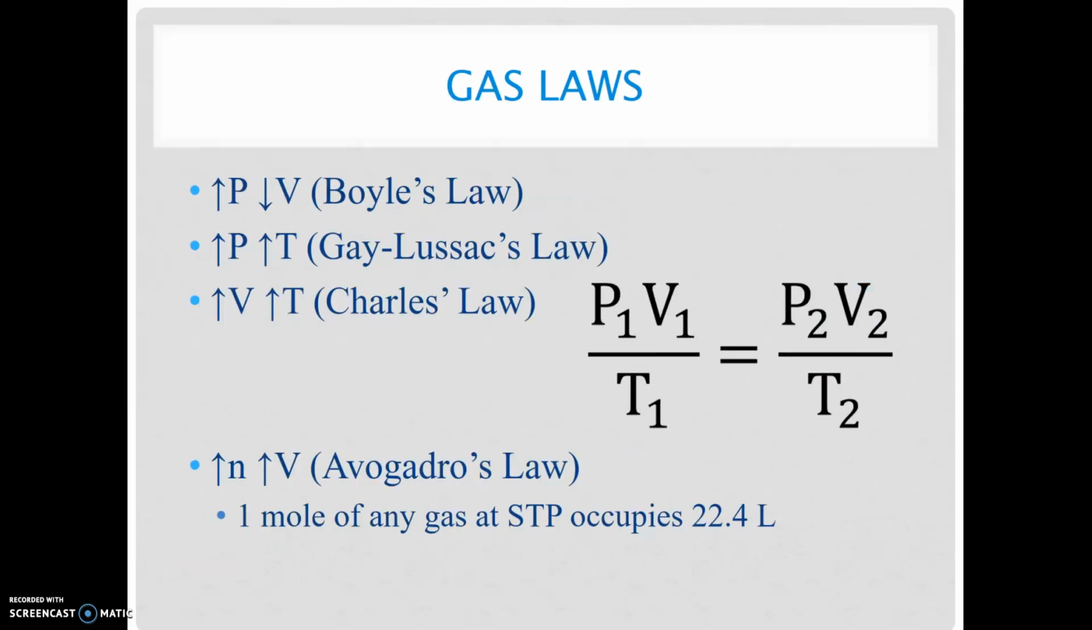Then you have your gas laws. All of these should be review. So P1V1 over T1 equals P2V2 over T2. And then Avogadro's law, PV equals nRT. And that if it's at STP, it occupies 22.4 liters if you have 1 mole of a gas. And that's of any gas. It doesn't have to be anything specific. It can be methane or neon or oxygen or anything you want it to be. Okay.